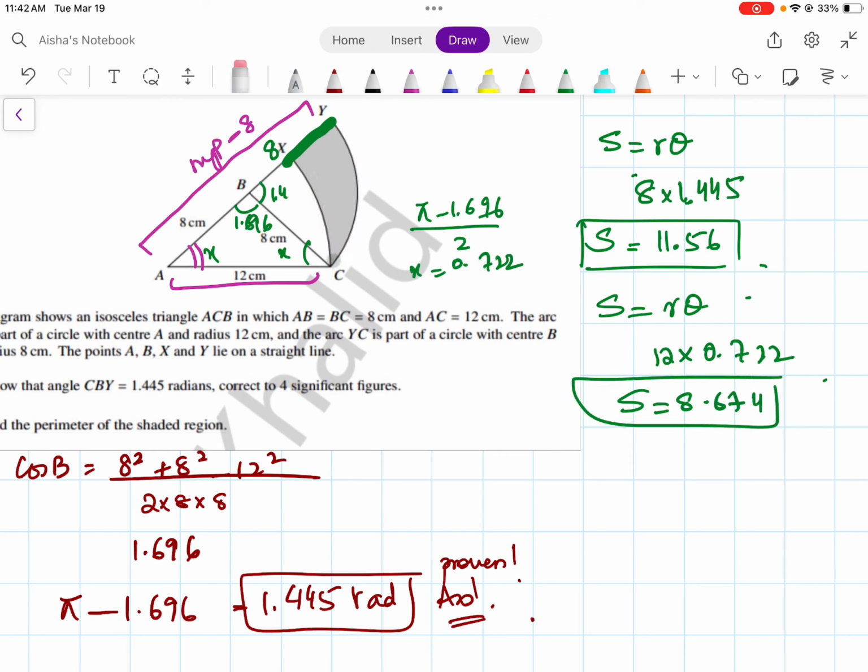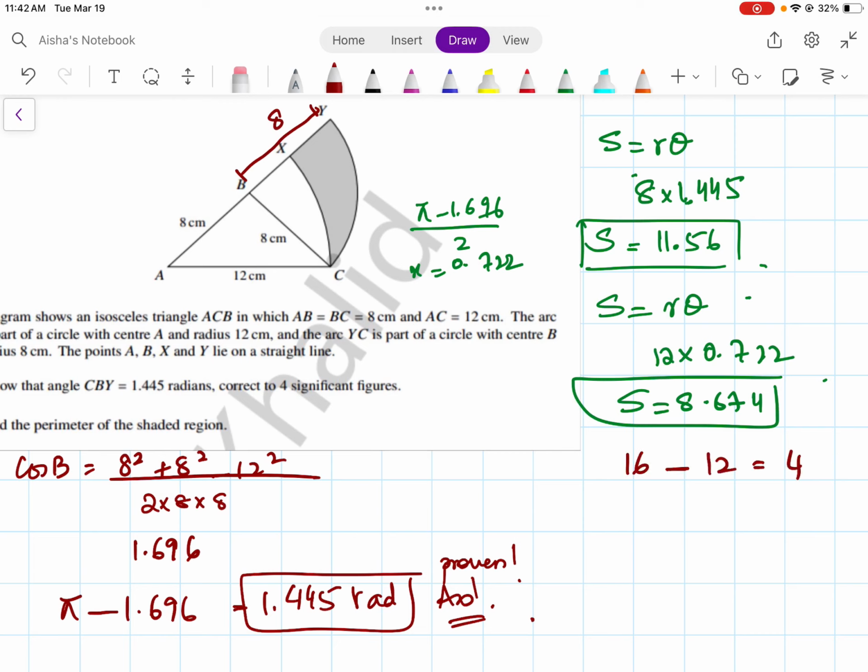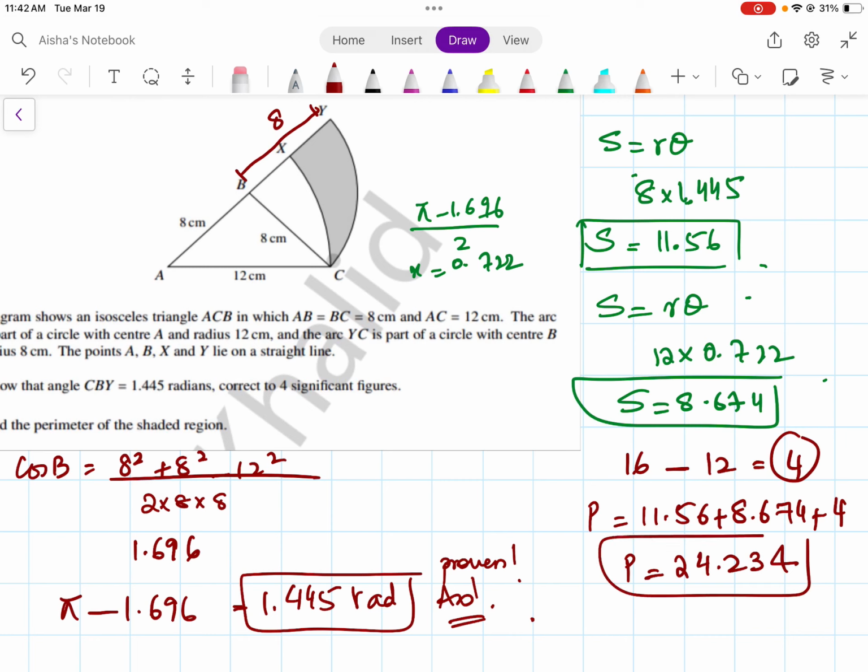Okay, now we come to the length of XY. How to go about that? This is 8. 8 plus 8 is 16. Minus 12 gives you 4. So the perimeter is going to be the sum of these lengths, and this is going to be my answer.